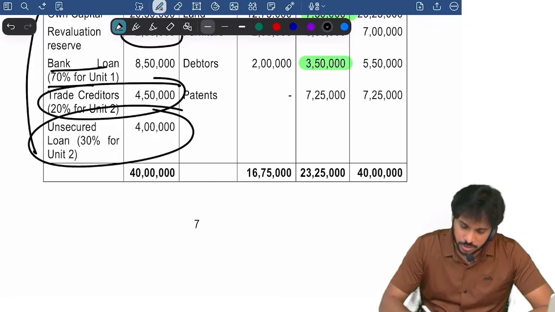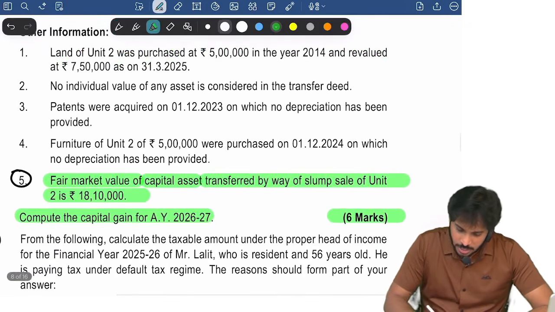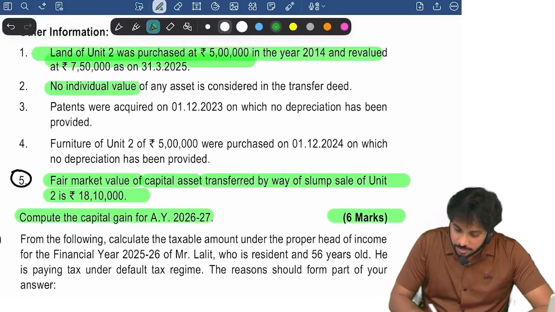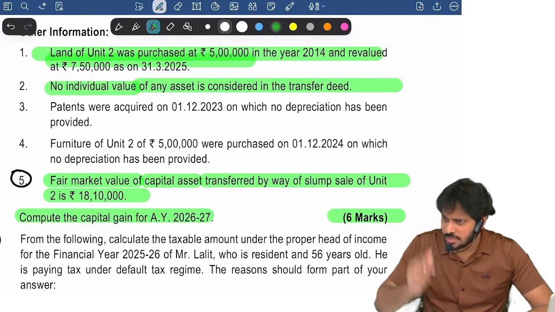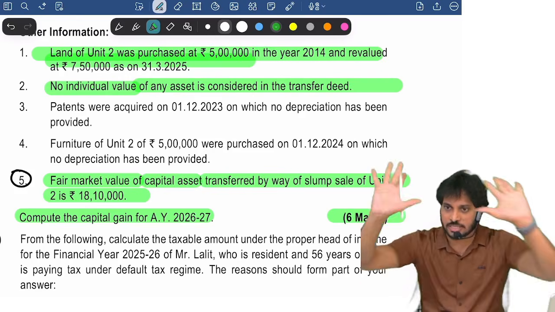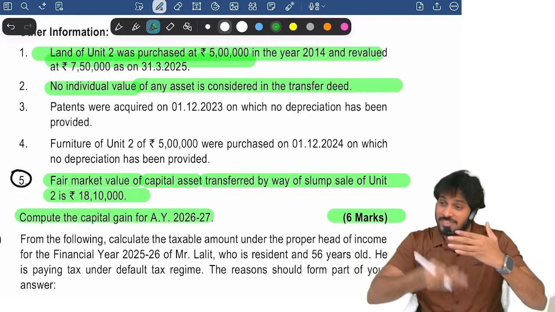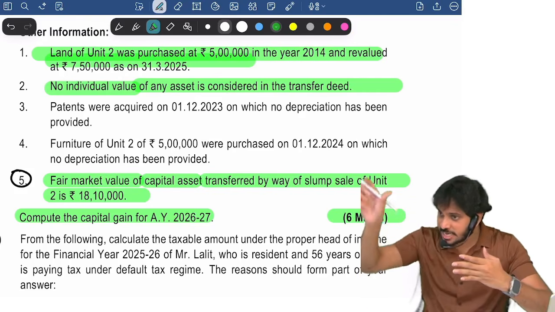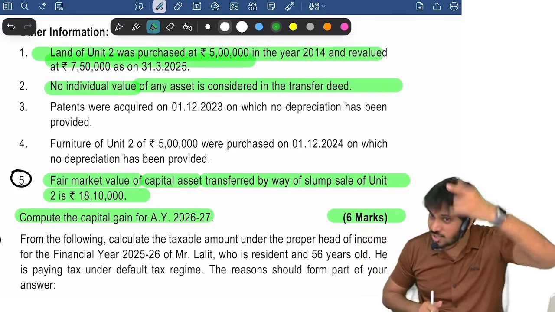Now for furniture, some information is given on the next page. Land of unit 2 is considered. No individual value is considered. Yes, correct. This is one of the conditions for slump sale. Individual value of assets you should not consider in the sale deed. In the sale deed, unit 2 is what you are selling. You might list out the assets and the values also, no problem, but that is not the basis.